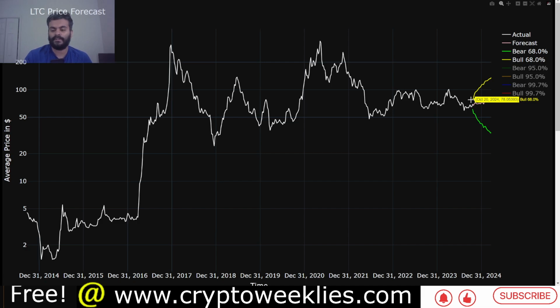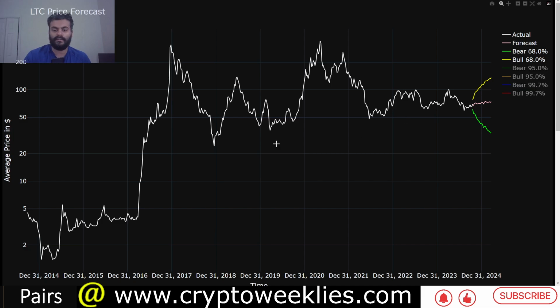And in terms of machine learning bull case scenario for Litecoin, between $78 and about $135 between now and middle of March of 2025. This is without any mania or euphoria based bull case scenario, kind of similar to what happened between October 2022 and February 2023, that kind of bull run.